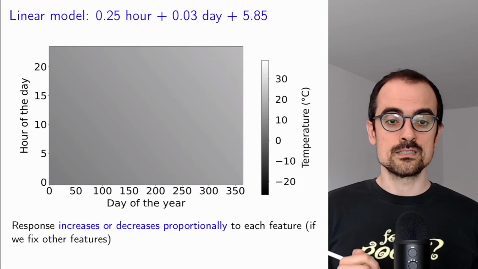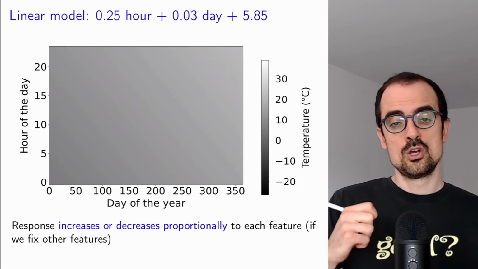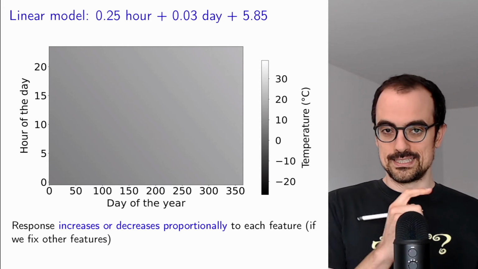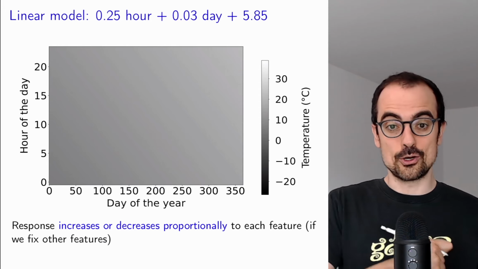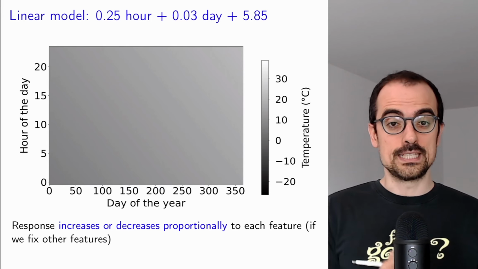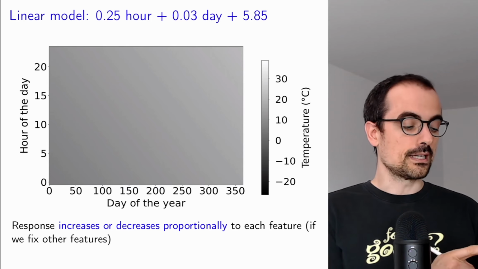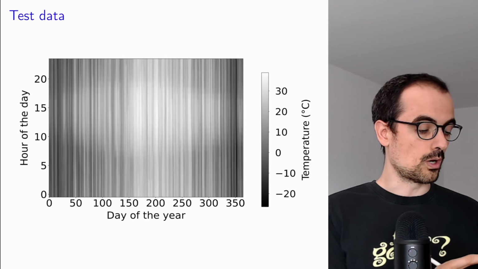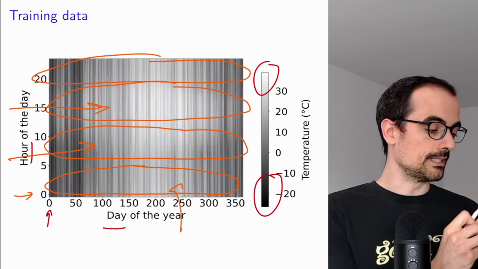Why is it pretty bad? Because here the response increases or decreases proportionally. In this particular case, it increases proportionally to each feature, and that's not great for the kind of data that we have. Maybe I'll take a moment to go back to our data. This is the training data.